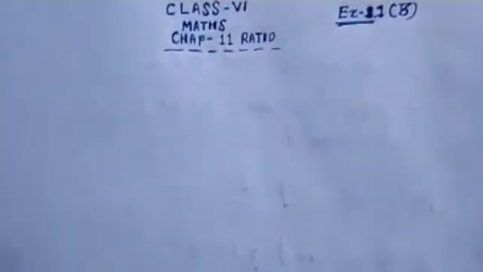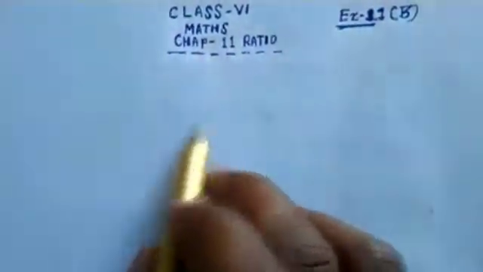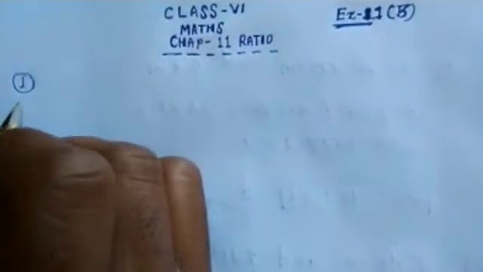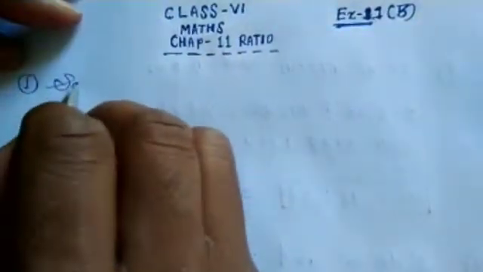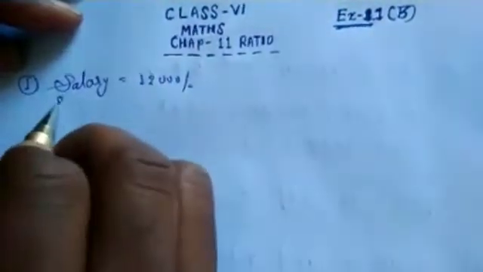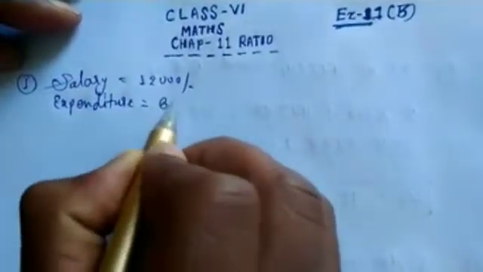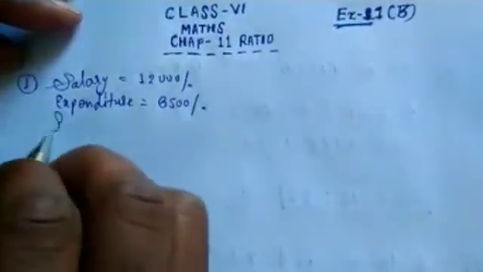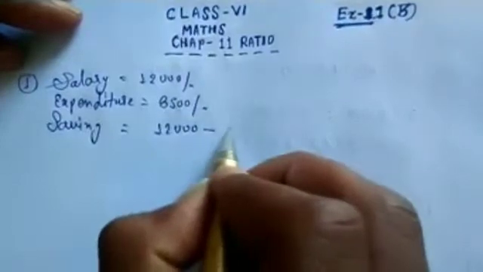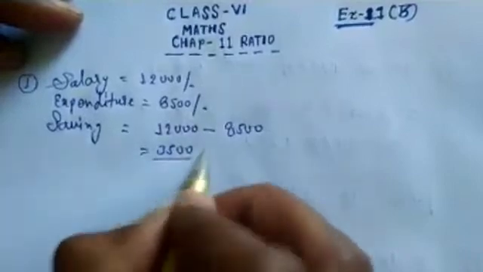Now our first question is, class 6 maths chapter 1 ratio exercise 11b, question number 1. First of all, what is given there? The salary is rupees 12,000. Expenditure is 8,500. So first of all, find out the saving. What will be the saving there? 12,000 minus 8,500. This will be 3,500, the saving.